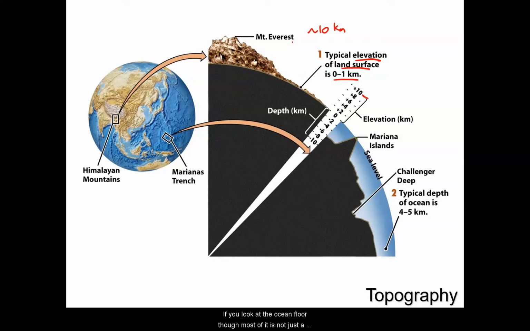If you look at the ocean floor, though, most of it is not just a little shallow. Most of it is way deeper than that, right? Typical ocean depth is actually 4 to 5 kilometers deep. That's because that oceanic crust is sitting so much lower than the continental crust is, for a couple of different reasons.